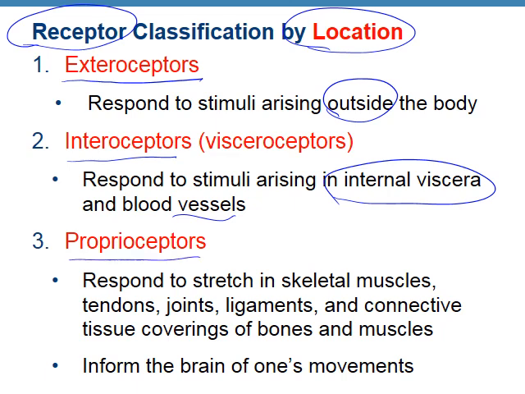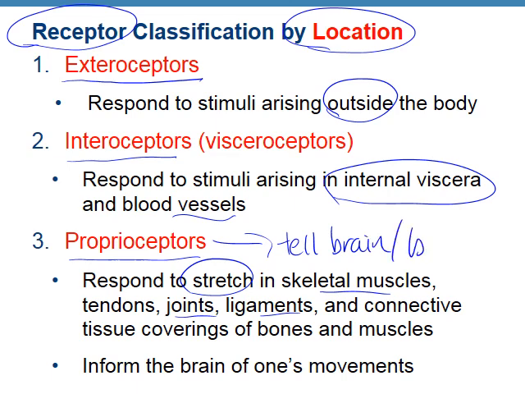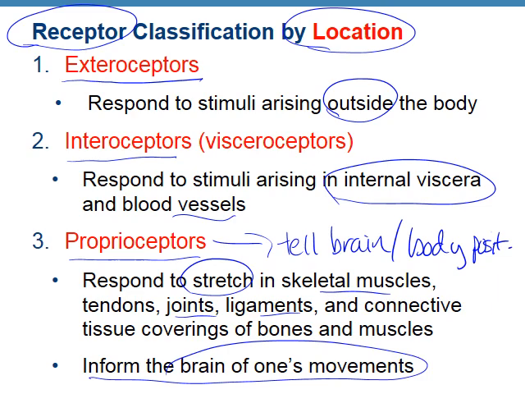And then you have proprioceptors. So remember, these we've talked about before. They respond to stretch in skeletal muscles and joints and ligaments. These are the ones that tell your brain your current body position. They're constantly sending messages to your cerebellum, updating the contractility of the muscles or the movement or their current status. So it informs the brain of one's body position or movement.